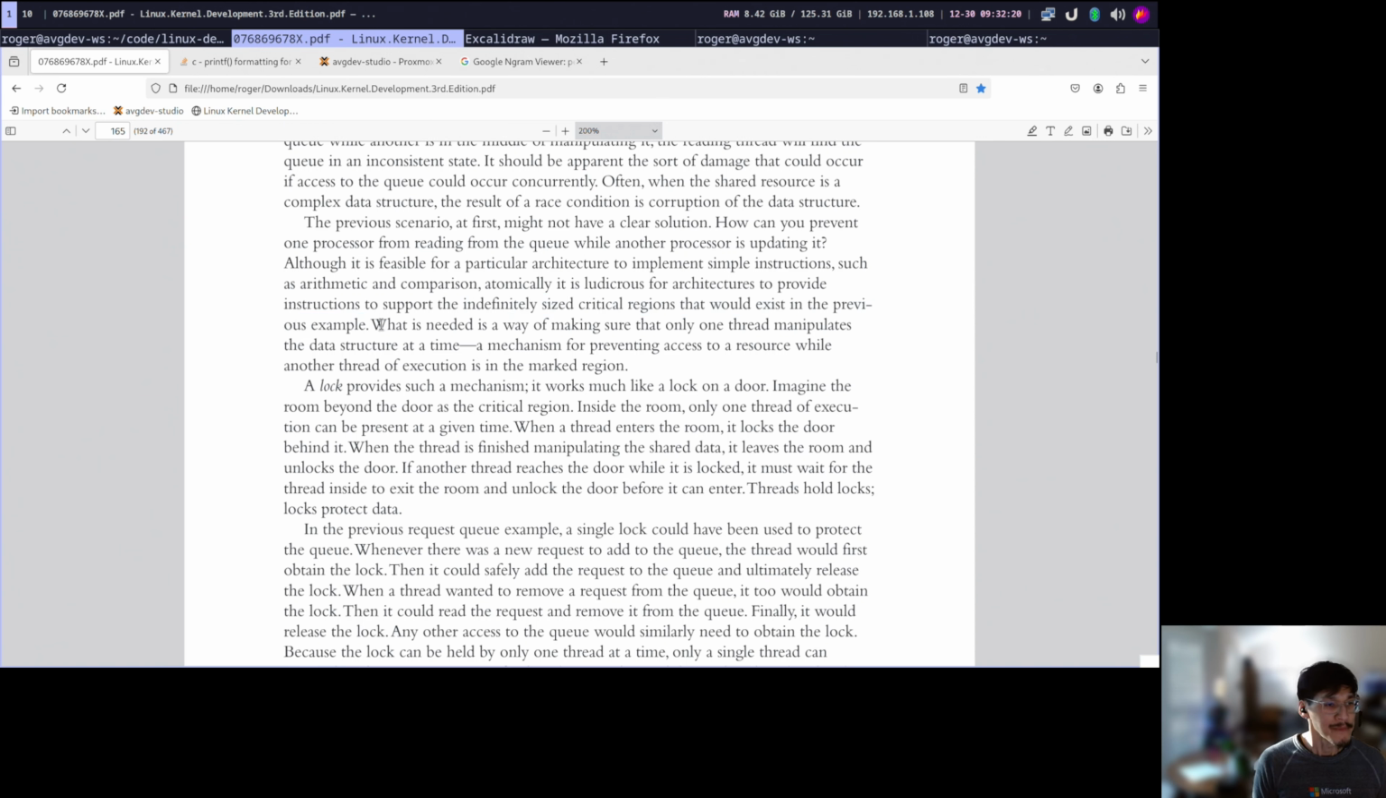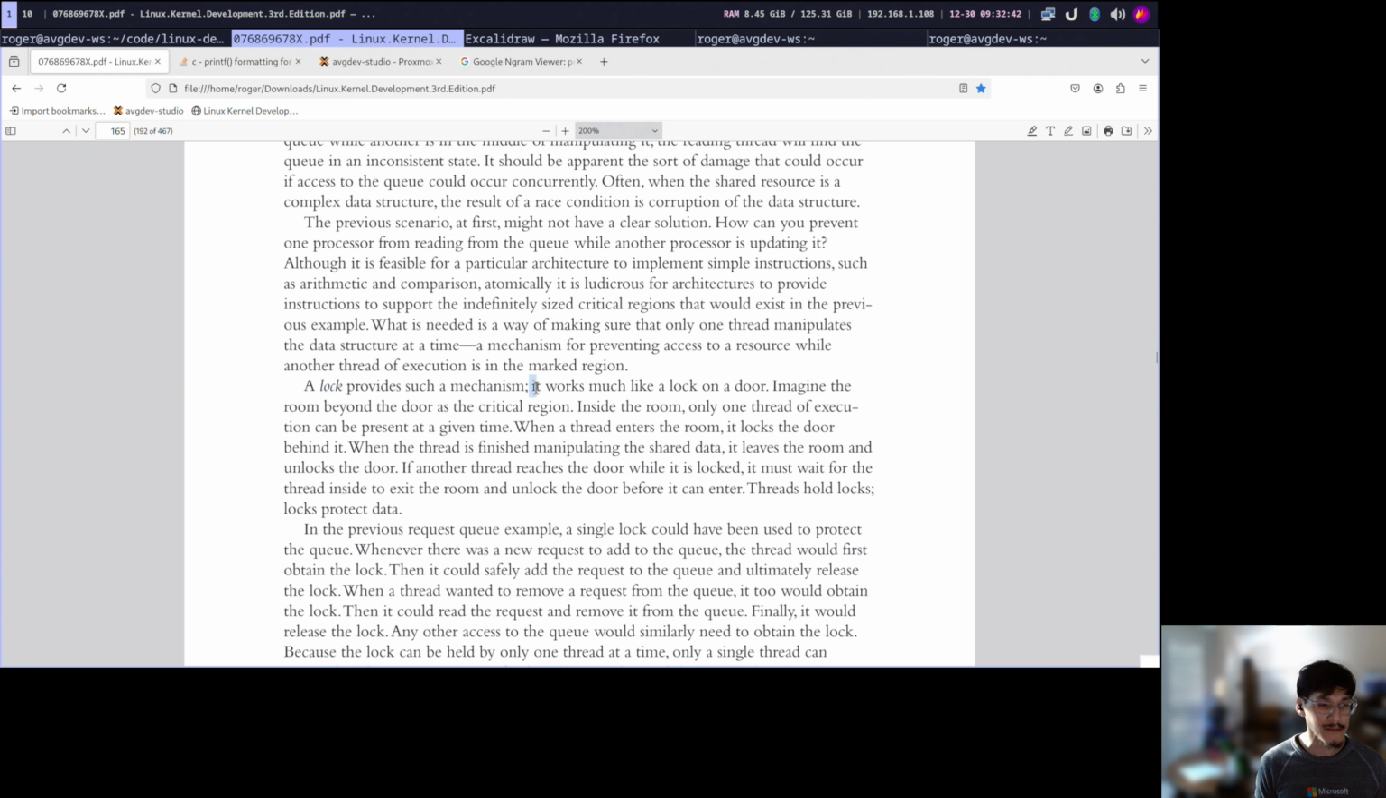thing. What is needed is a way of making sure that only one thread manipulates the data structure at a time. A mechanism for preventing access to a resource while another thread of execution is in the marked region. So we need this mechanism, right? This thing is called a lock. A lock provides such a mechanism.